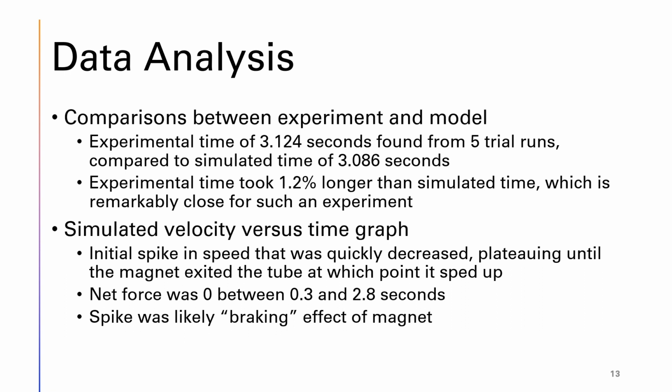On the simulated velocity versus time graph, you can see that there was an initial spike in speed that was quickly decreased, and it plateaued until the magnet exited the tube, at which point it sped up. The net force was therefore 0 between 0.3 and 2.8 seconds, and the spike was likely the braking effect of the magnet.